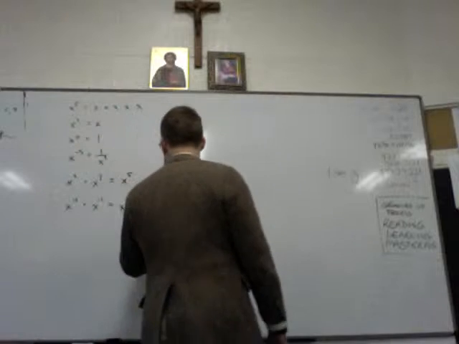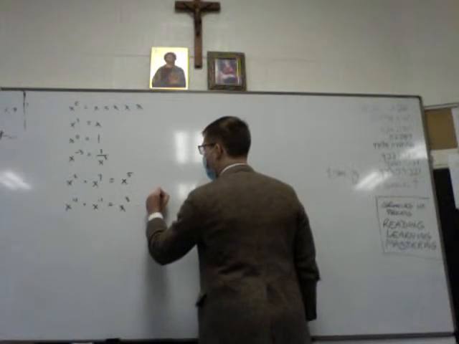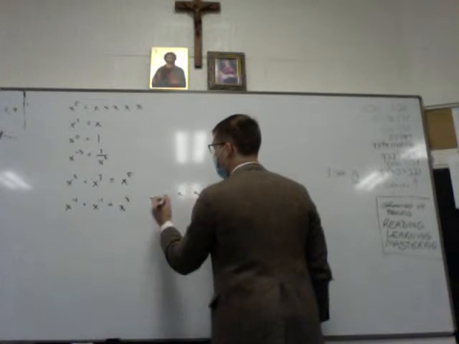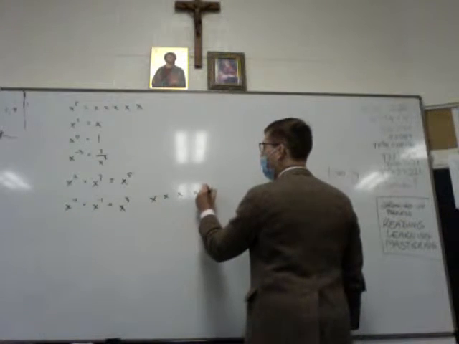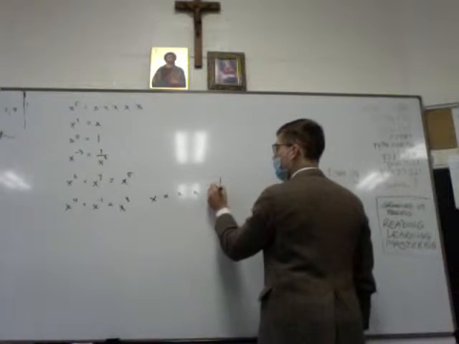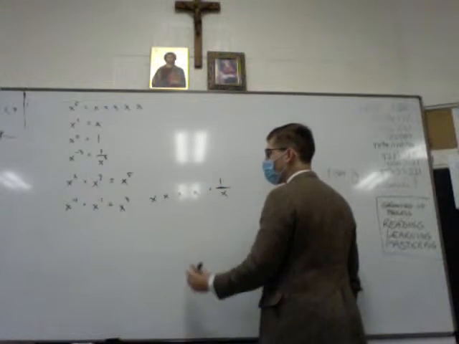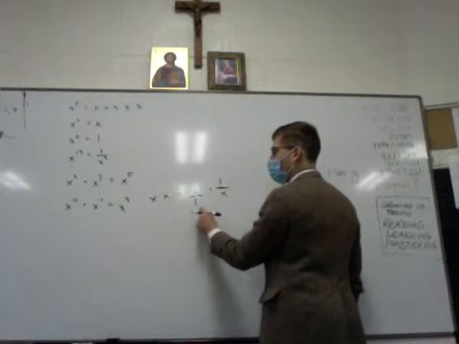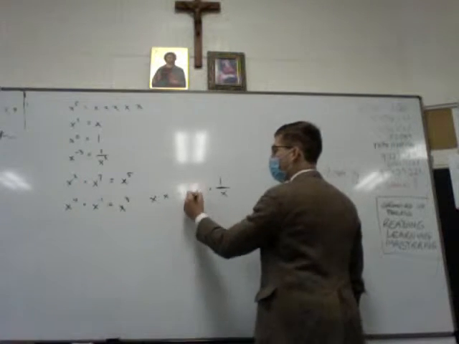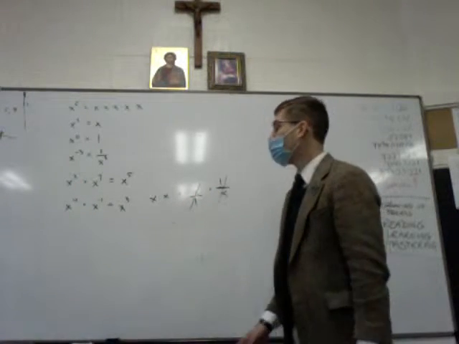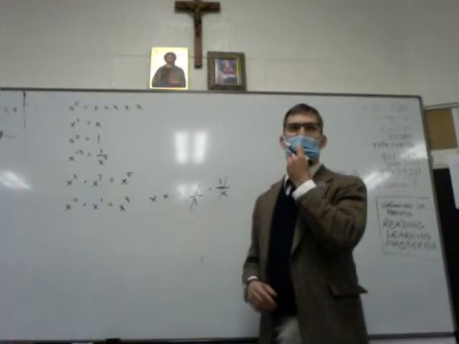If you want to see this done all the way out, we've got x times x times x times x times 1 over x. That's x to the negative 1. Which is going to cancel out one of these x's. We've got x over 1 times 1 over x. Those cancel out. And we're left with x times x times x, or x cubed.